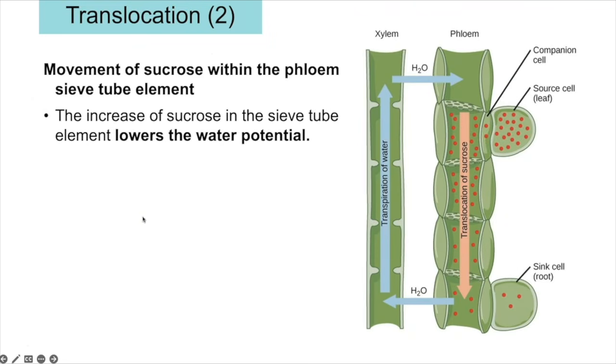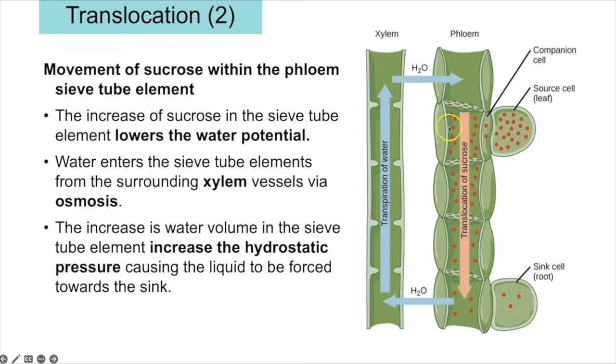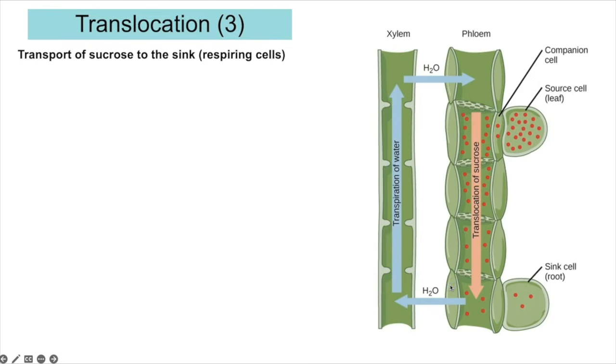This is now where it links to that model we were talking about. Because we've got that sucrose inside of the sieve tube element, it lowers the water potential. That means water is going to enter by osmosis. That increases the hydrostatic pressure, and it forces the liquid to be moved towards the sink cells.